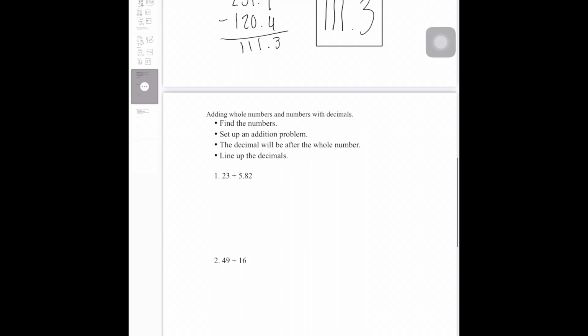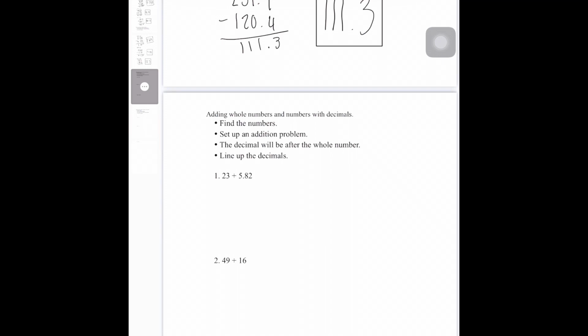Okay, so we are going to try adding whole numbers and numbers with decimals. First, we're going to find the numbers. We're going to set up an addition problem. But the thing that's going to be different is the decimal will be right after the whole number. We're going to have to find that. It's not given to us. And so then we line up the decimals.